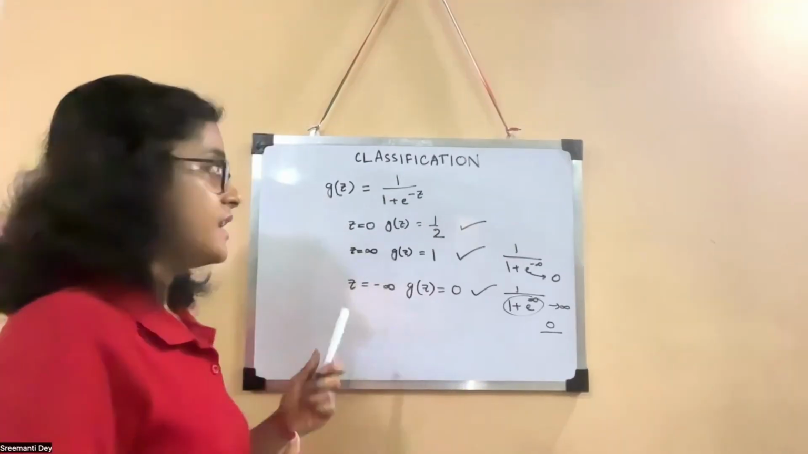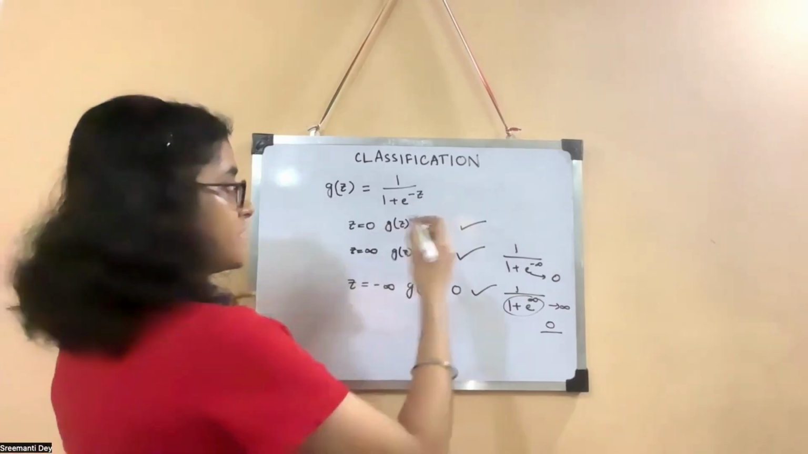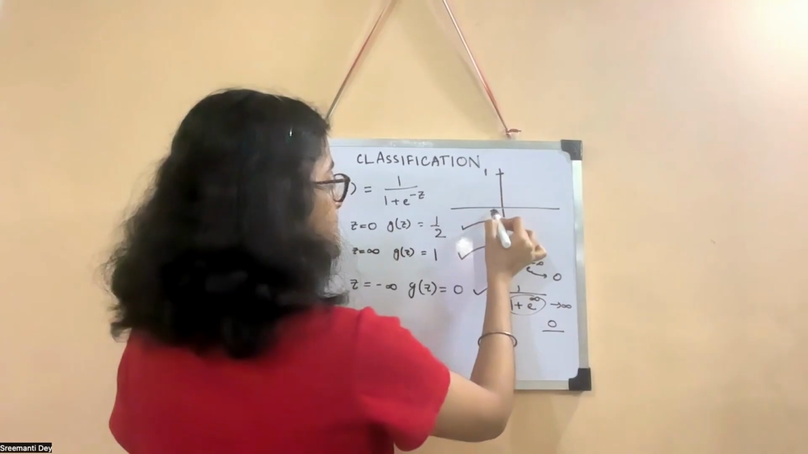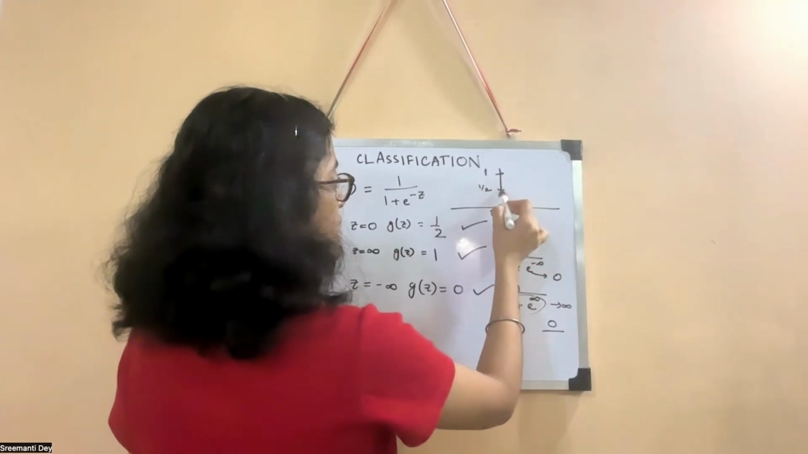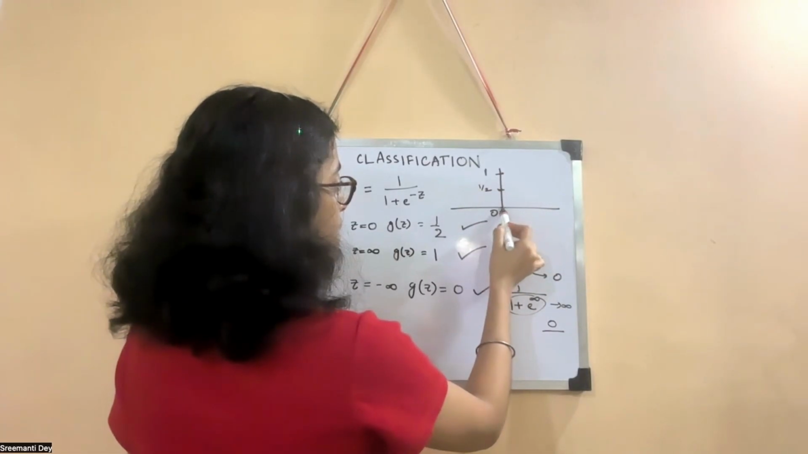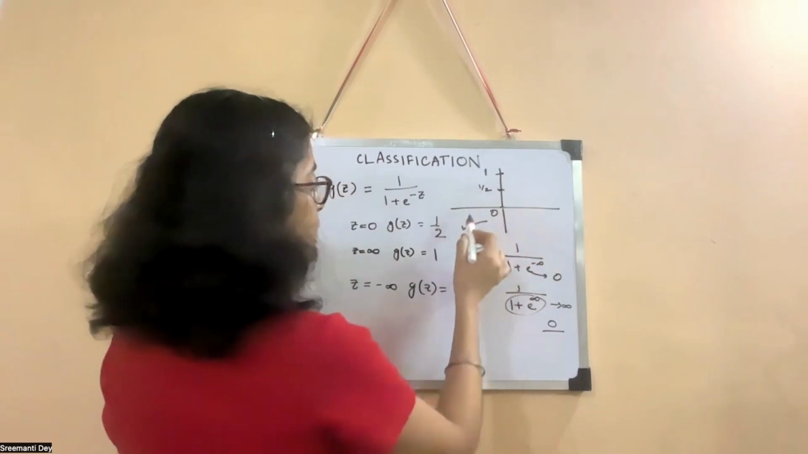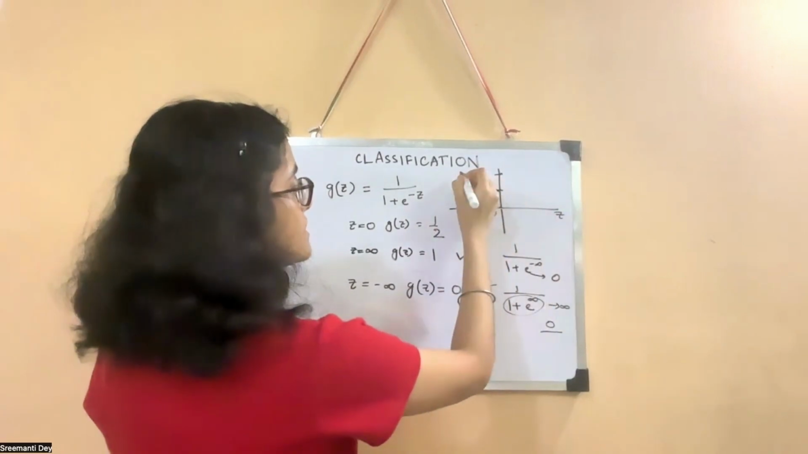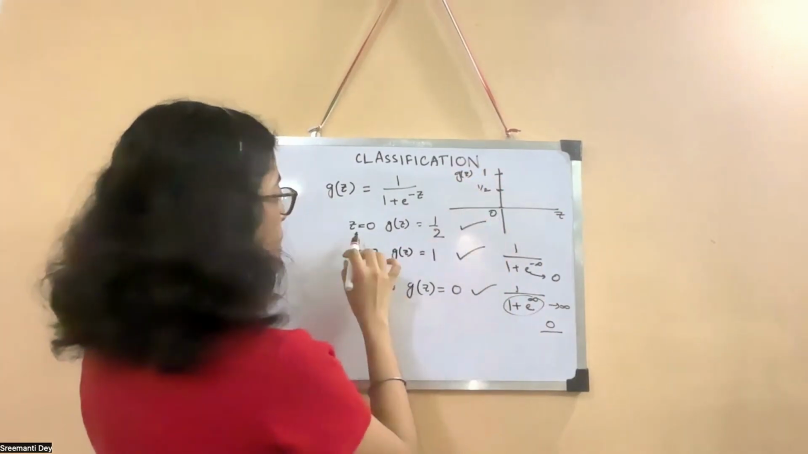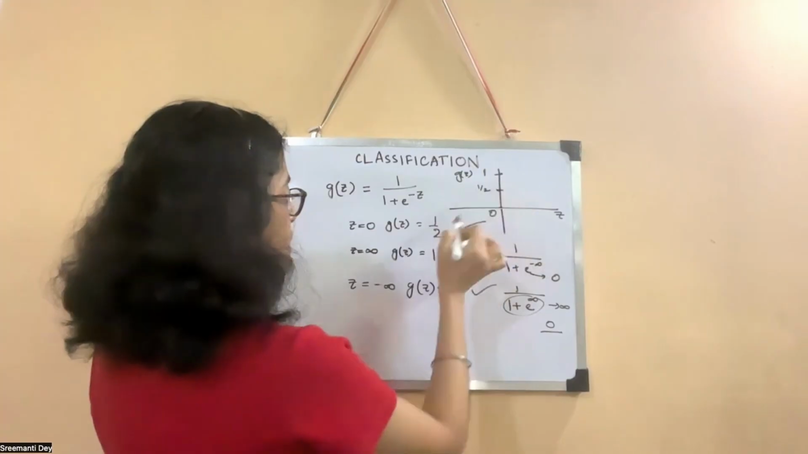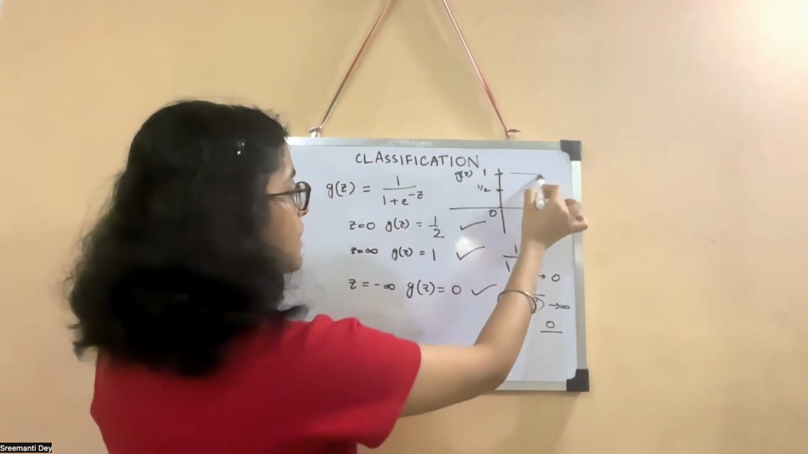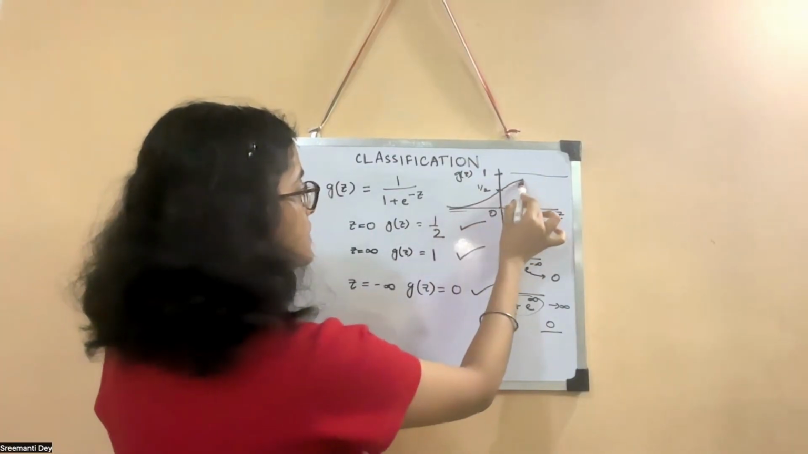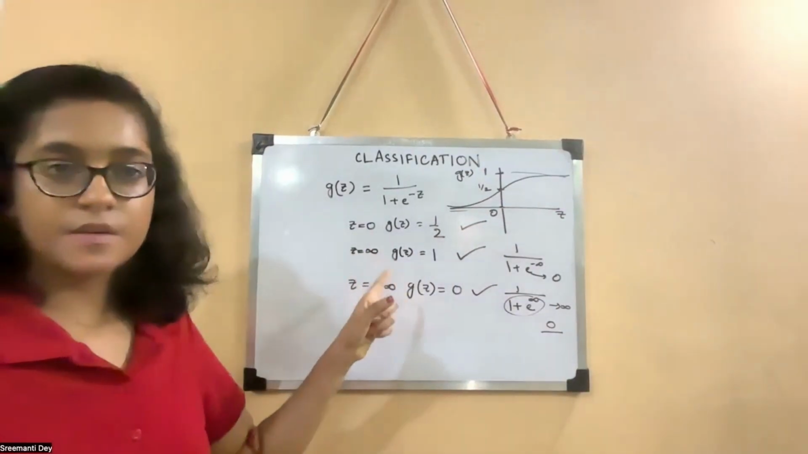So the sigmoid function is what we are going to use here. Before I delete this, let's see the curve of the sigmoid function. So this is 1, this is 0, this is half, at z equal to 0. So this is z, this is g(z). When z equals 0, we have half. When z equals infinity, we have 1. And when z equals minus infinity, we have 0. So somewhat like this. This is the sigmoid curve.